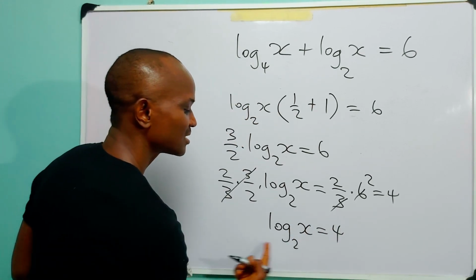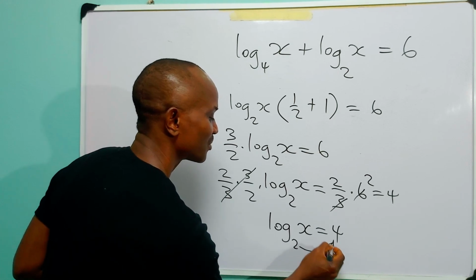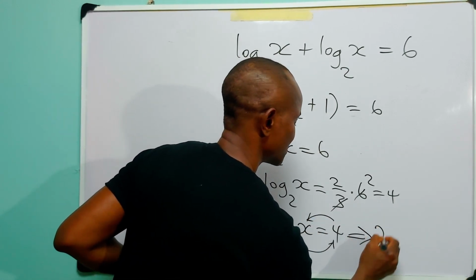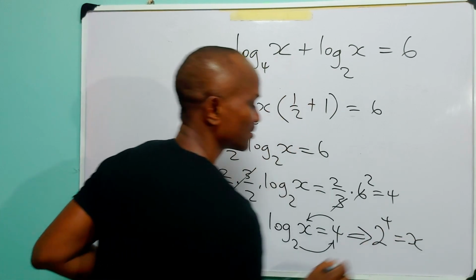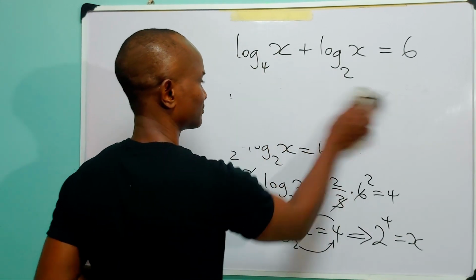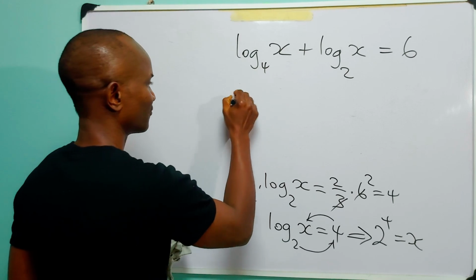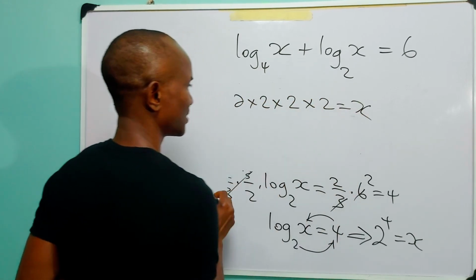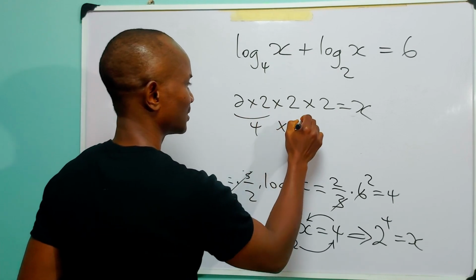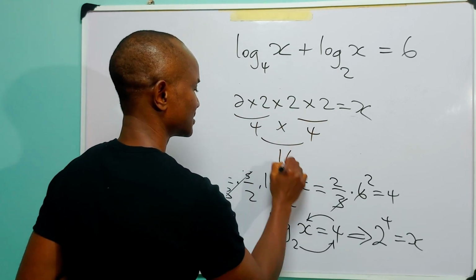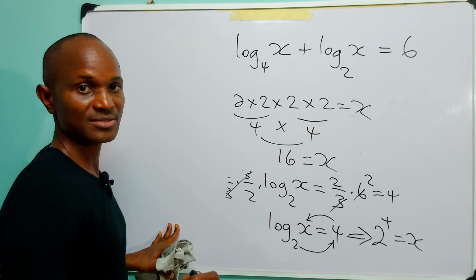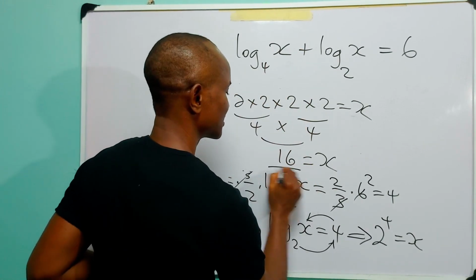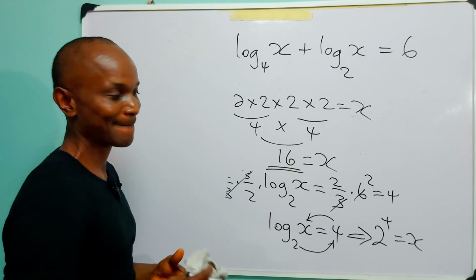Now, once more, this statement simply means that 2 raised to power 4 is equal to x. And of course, 2 raised to power 4 is 2 times 2 times 2 times 2, which is equal to x. That is 4 times 4, and that is 16, which is equal to x. So we have that the value of x that satisfies this equation is equal to 16.